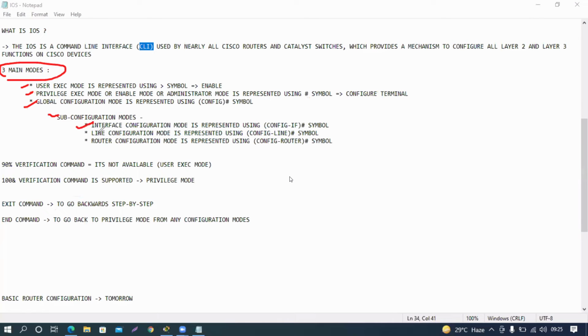And what are the sub-configuration modes? Interface configuration mode, line configuration mode, and router configuration mode.